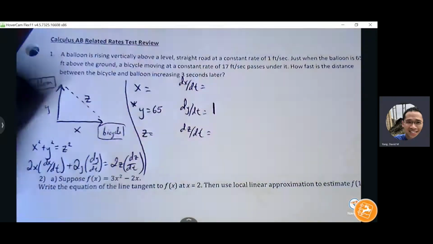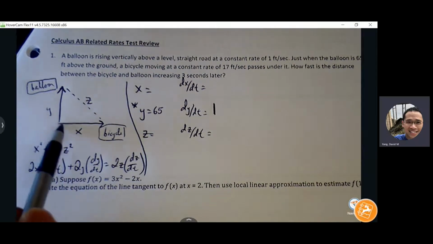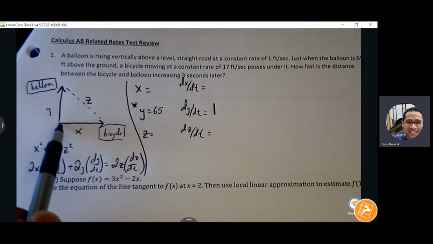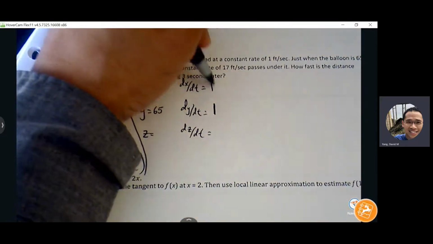dx/dt. Okay, positive or negative? Positive, because as he's moving away from that moment where he's right under the balloon, that base of the triangle is getting longer. Positive value.